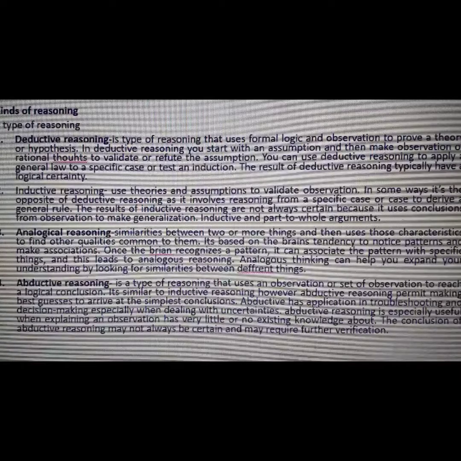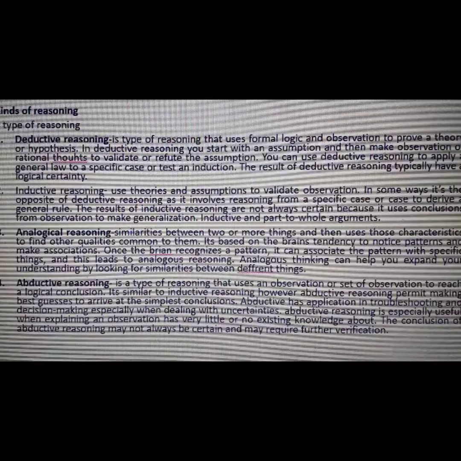In some ways, inductive reasoning is the opposite of deductive reasoning, as it involves reasoning from a specific case to devise a general rule. The results of inductive reasoning are not always certain because it uses conclusions from observation to make generalizations. Inductive reasoning is a part-to-whole argument.